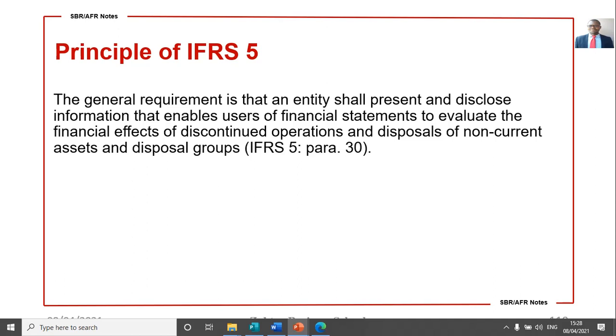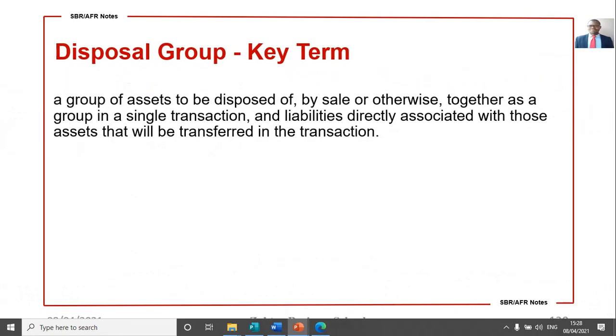The general requirement of IFRS 5 is that an entity shall present and disclose information that enables users of financial statements to evaluate the financial effects of discontinued operations and disposals of non-current assets and disposal groups. Of course, these must be disclosed or recognized separately.